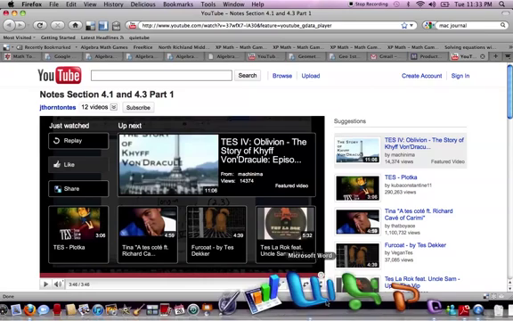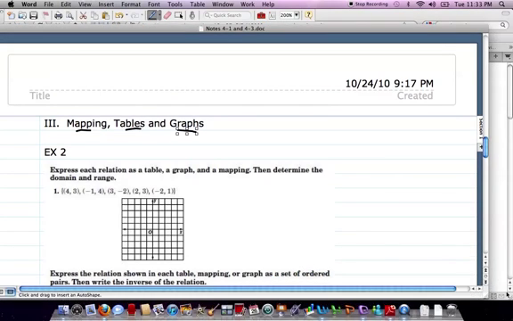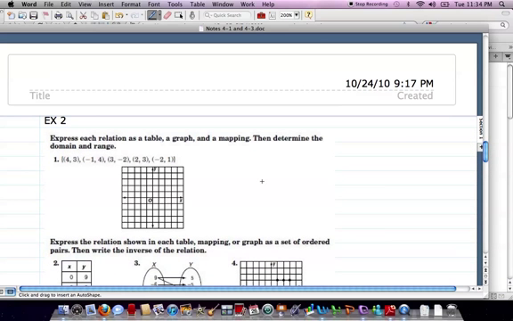Whoops, where'd it go? Voila, there it is. Just trying to make it just a little bit bigger. So, in example 2, it says express each relation as a table, as a graph, and as a mapping, then determine the domain and range. Alright, no problem. Now, it's really easy to graph it, especially when I give you a coordinate plane like that, so why don't we just knock out graphing?